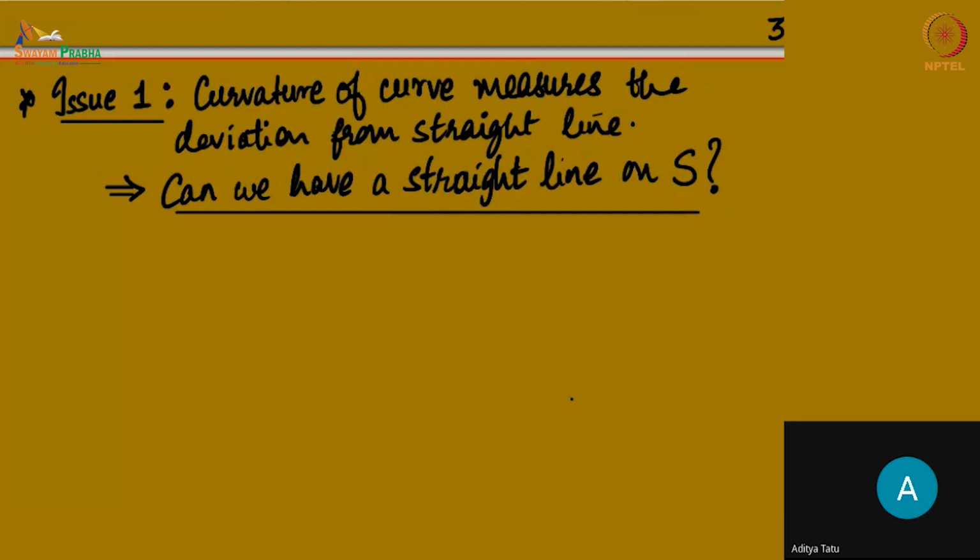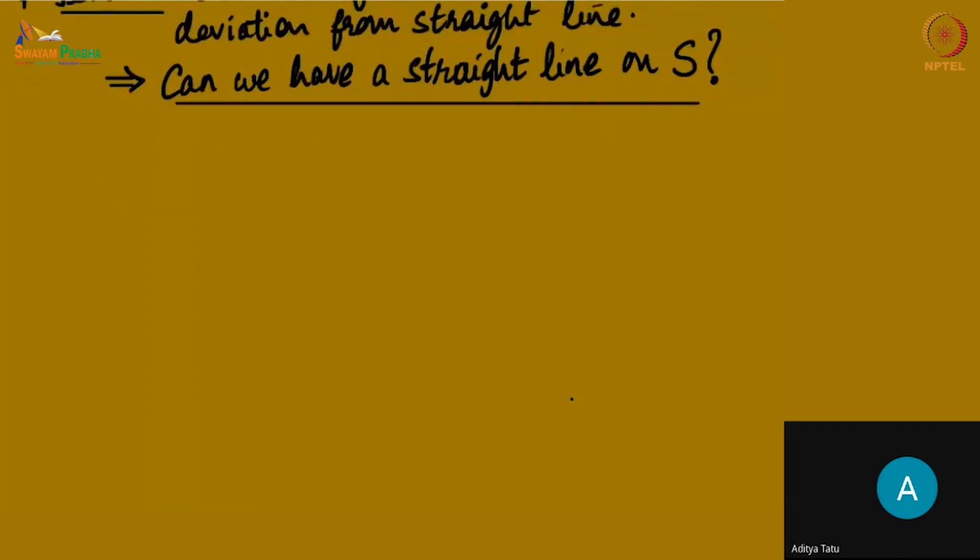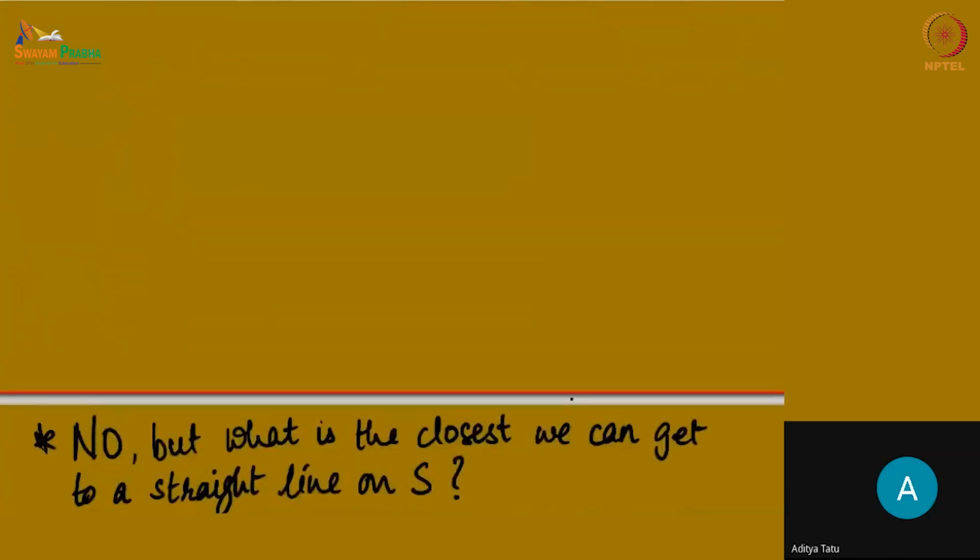You're measuring deviation of something from an ideal thing, but is it possible to have that ideal thing on the surface? Anyone? Can we have a straight line?